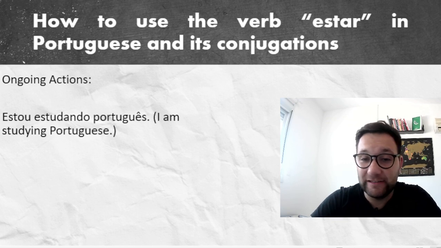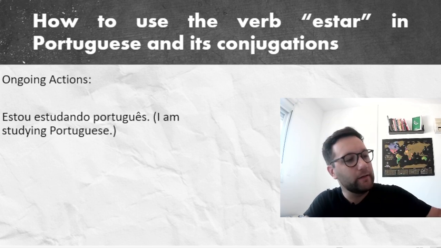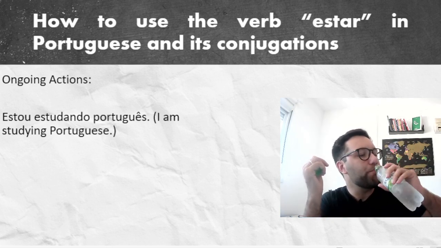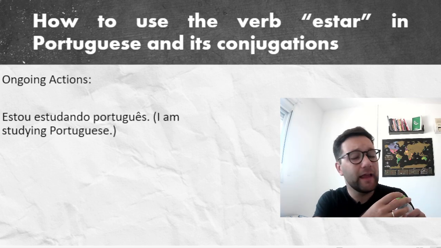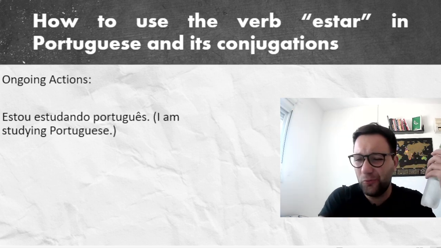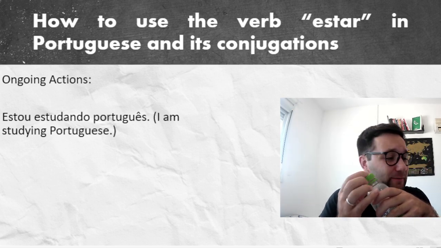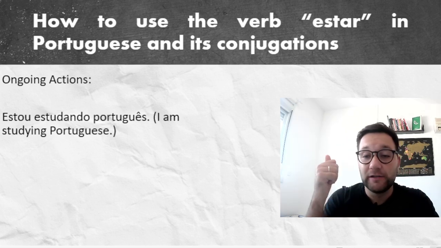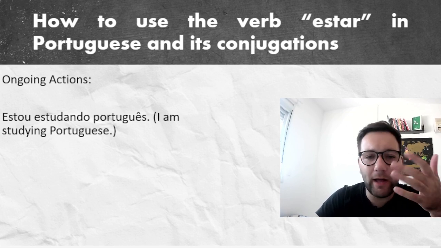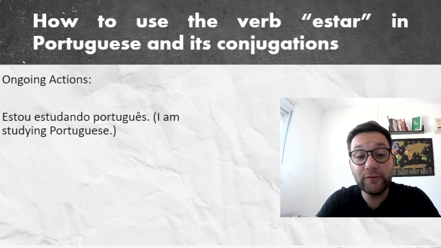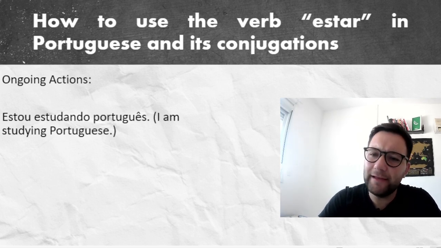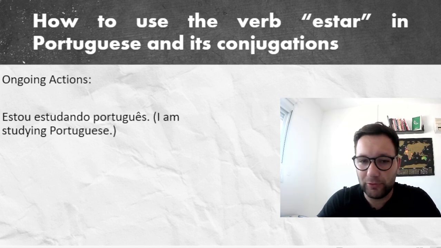Also, ongoing actions. What is ongoing actions? When you are doing the beautiful present continuous. For example, I am drinking water. Eu estou bebendo água. I can't say eu sou bebendo. No, it's totally wrong. Always present continuous. This is the structure. The pronoun, the verb estar, and the next verb in the gerund. Eu estou bebendo água. Here. Estou estudando, not learning, studying. Estou estudando português. I'm studying Portuguese.